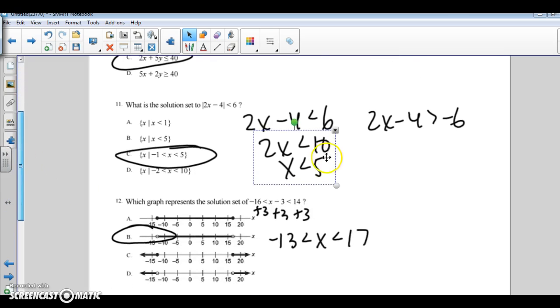Number 11, there's another absolute value. Since we've actually done this one several times, add 4, you get 5. Divide by 2, you get 5. So the answer is C. It can't be A or B because there's only one answer, and therefore C is it.